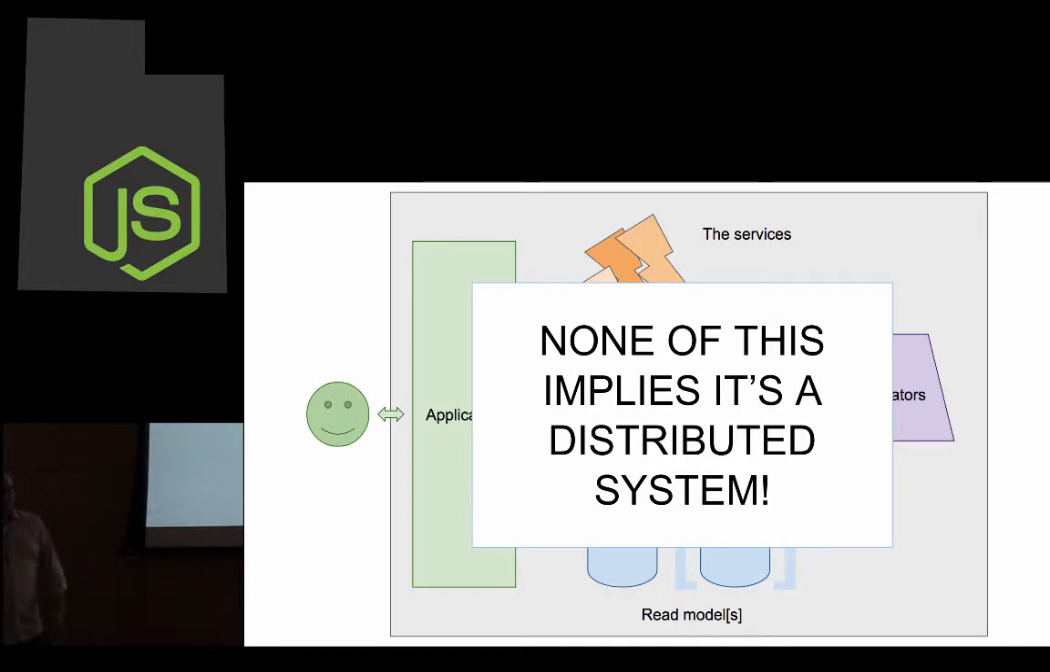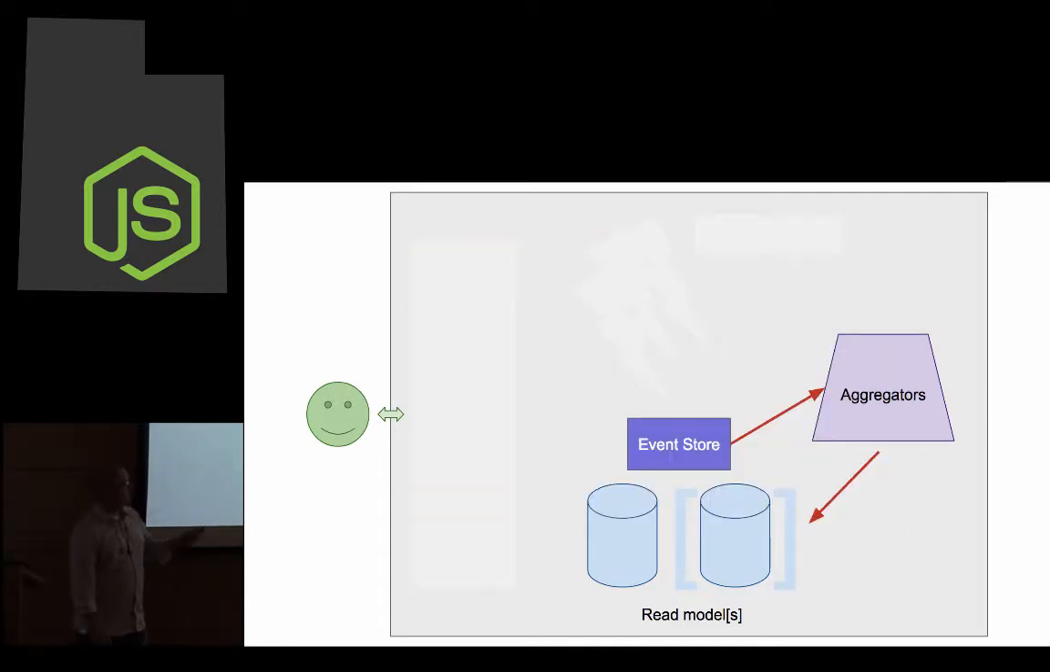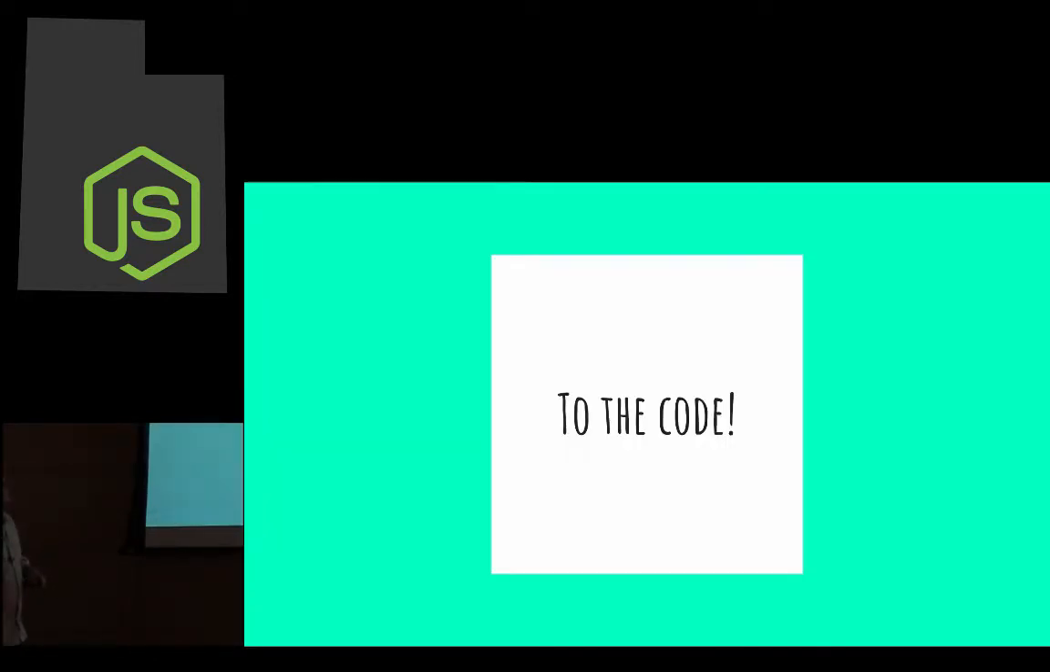So one caveat, in a microservices system, there's nothing about the architecture that implies that you're dealing with something distributed. You can do services that run in the same operating system process. For tonight, we're really focusing on these pieces here. How do aggregators work? How do they populate read models? What kinds of cool things can you do with that? So let's look at some code, shall we?